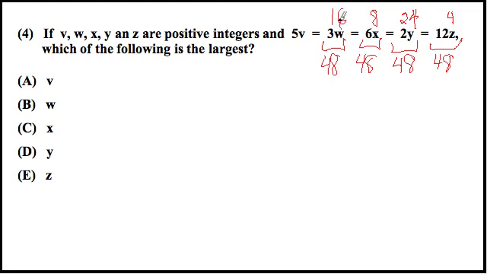So w is 16, and v is 48 over 5, which is 9.6. So which is the largest? Remember, you always want to give them exactly what they want. And the largest variable here is y.